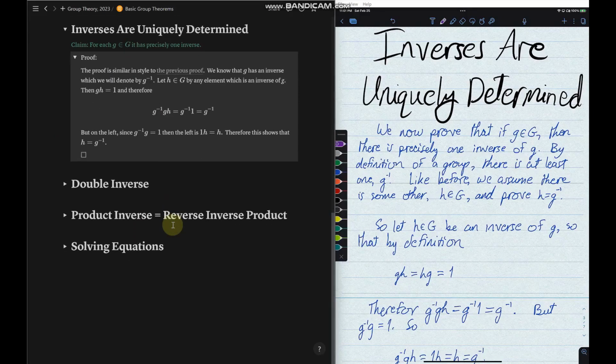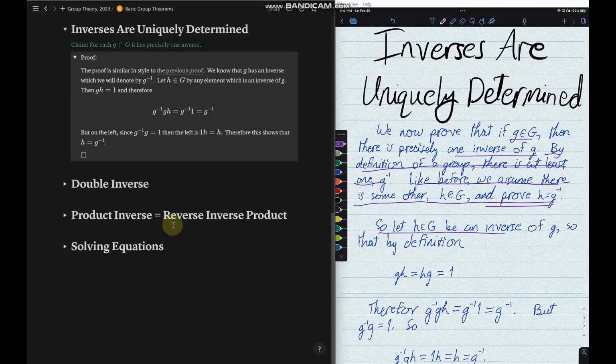We prove next a very similar theorem, which is that inverses are uniquely determined. So we know, again, by definition of a group, that any group element g has an inverse, but we're going to prove that there can't be more than one inverse. And the proof is going to be very similar to the previous one in that we will assume that there is some other h in G which is an inverse of g, and prove that h equals g inverse.